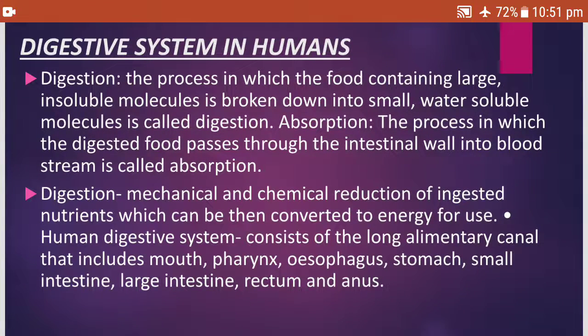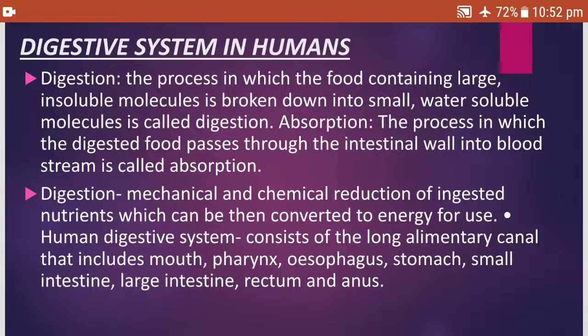First of all, you must know what is digestion, right? Digestion is the process in which the food containing large insoluble molecules is broken down into small water-soluble molecules. The process in which the food containing large insoluble molecules is broken down into small water-soluble molecules is called digestion. Then what is absorption? The process in which the digested food passes through the intestinal wall into the bloodstream is called absorption. Digestion is followed by absorption.